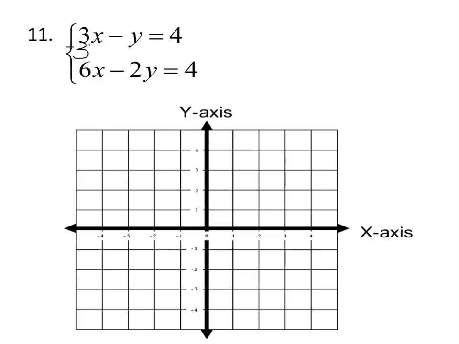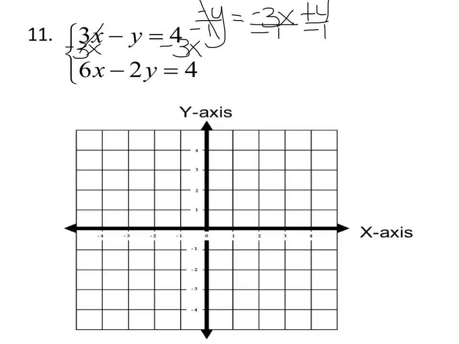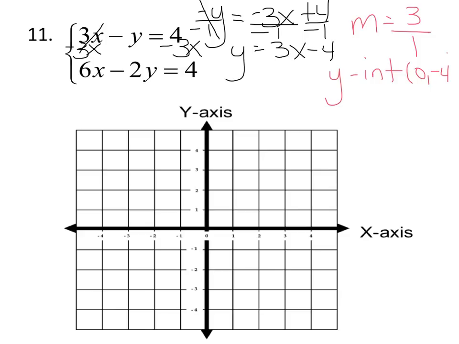All right, last one. We're going to subtract 3x from both sides, giving me negative y is equal to negative 3x plus 4. Divide everything by negative 1. You get y equals 3x minus 4. So my slope is 3 over 1. My y-intercept is 0, negative 4. So I'm going to go down to 0, negative 4. And I'm going to rise 3, run 1, rise 3, run 1, rise 3, run 1. I'm going to attempt to connect them better.